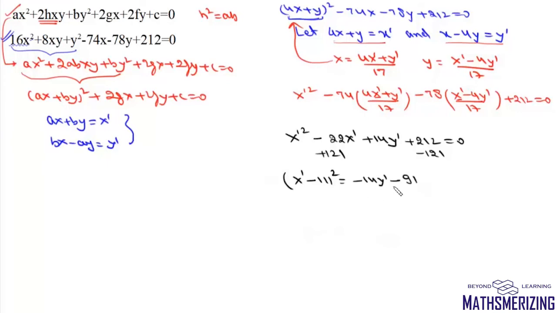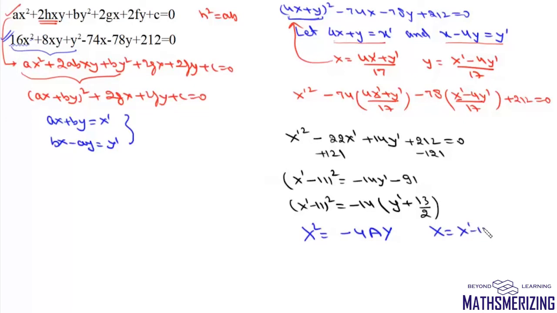So here I'll take minus 14 common. So I'll write this equation as x dash minus 11 whole square equals minus 14 times y dash plus 13 by 2. Now I'll compare it with the standard parabola. So the standard parabola in this case is capital X square equals minus 4aY, where capital X is x dash minus 11, capital Y is y dash plus 13 by 2, and the value of a is 7 by 2. Now the first thing that we'll find in this question is its focus.